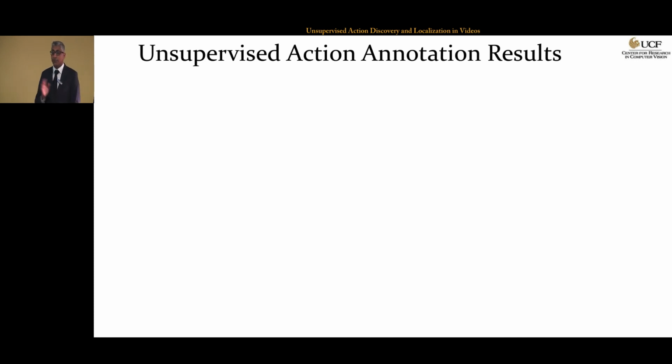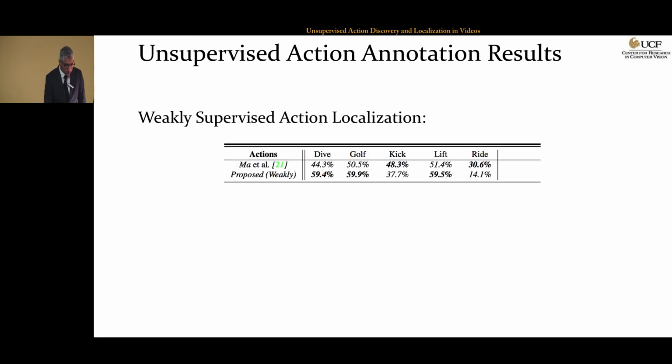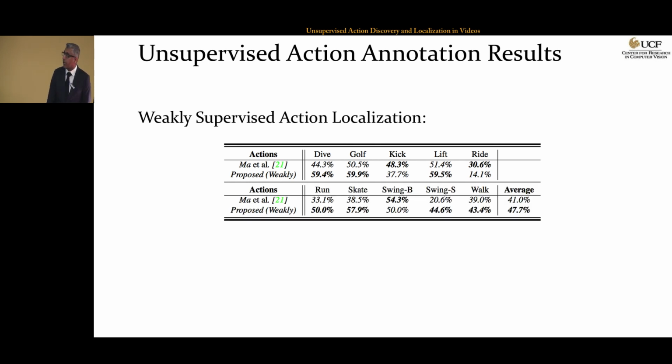So we assume that we have the perfect labels for each video, and we perform a weakly supervised action localization, where we say we have all these labels, we want to just measure the performance of the annotation itself. So for that, we test on UCF Sports. Here are some results on the first five actions of UCF Sports, and here are the next five. And on average, we get an improvement of 6%, which shows that the annotation of the Knapsack approach really works and gives us a better localization or annotation in this case.